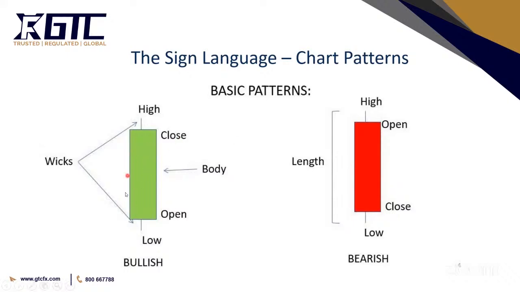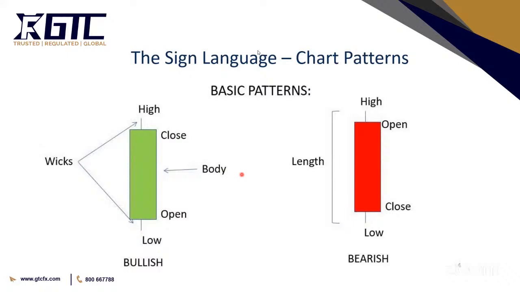Now, these two are the basic patterns called bullish and bearish, and these two are also decisive candles. I repeat, these two are decisive candles. If you look at this candle on the left-hand side, you can say that it is decisively bullish because control is lying with the bulls, as simple as that. That one is decisively bearish because control is lying with the bears.